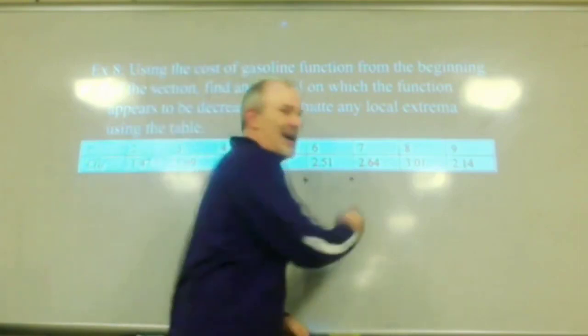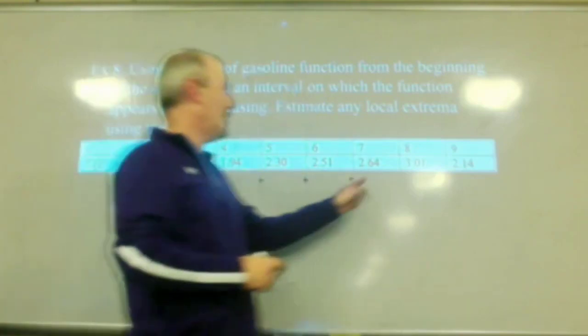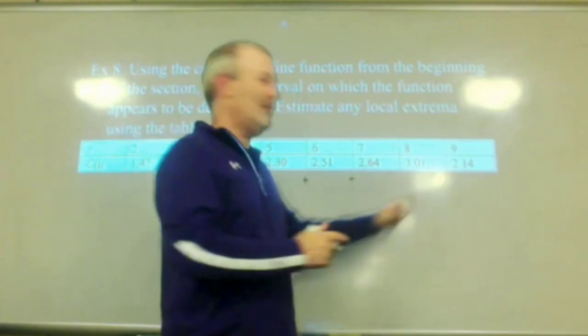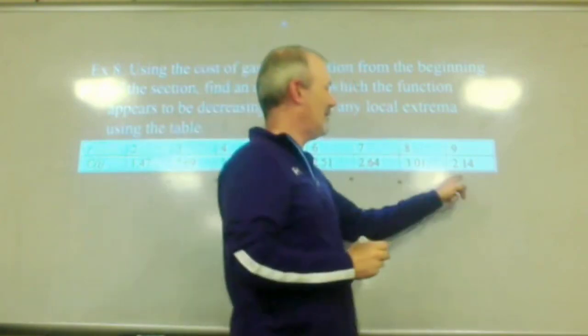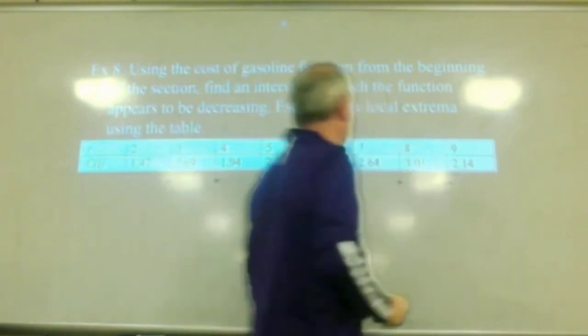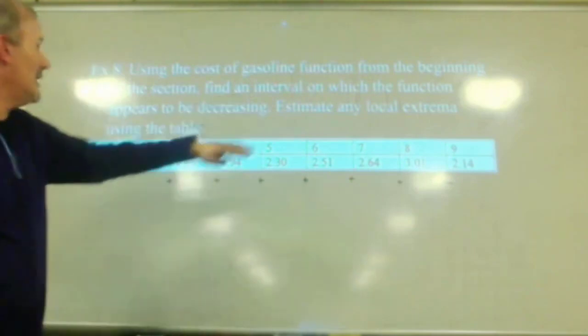Increasing. See, this is not complicated, right? We're just looking at the table. And how about from here to here? Increasing. And then from here to here? Finally decreasing. So the question says, estimate any local extrema.